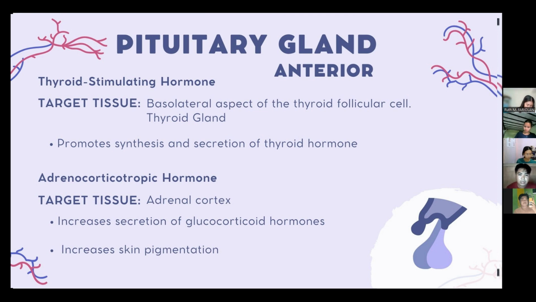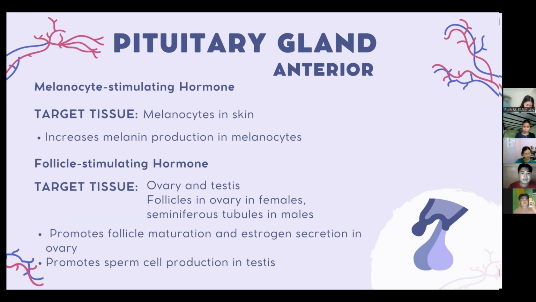Adrenocorticotropic hormone's target tissue is the adrenal cortex. It increases secretion of glucocorticoid hormones, and increases skin pigmentation at high concentration. Melanocyte stimulating hormone's target tissues are the melanocytes in skin. It increases melanin production in melanocytes to make skin darker in color.